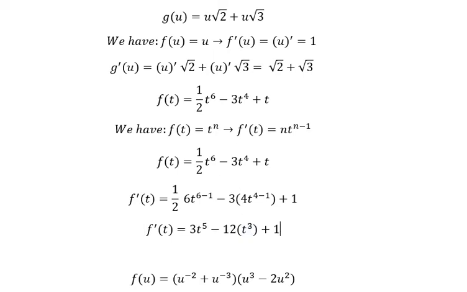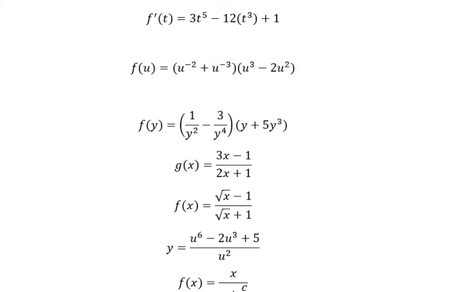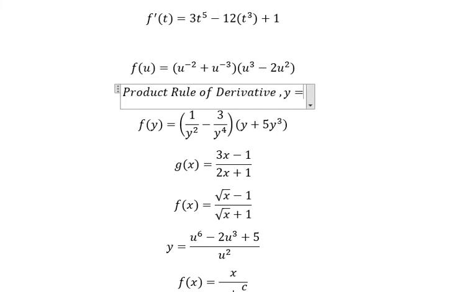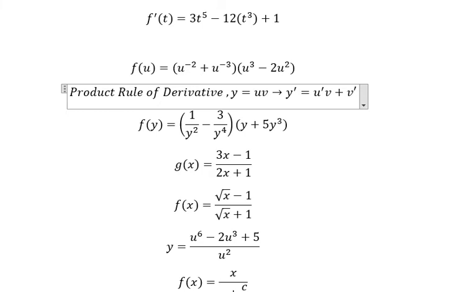Now let's go to the next one. For this one, we will apply the product rule of derivative. So we have y equals uv. So if we do first derivative, we do first derivative of u multiplied by v. Later that we do first derivative of v multiplied by u.